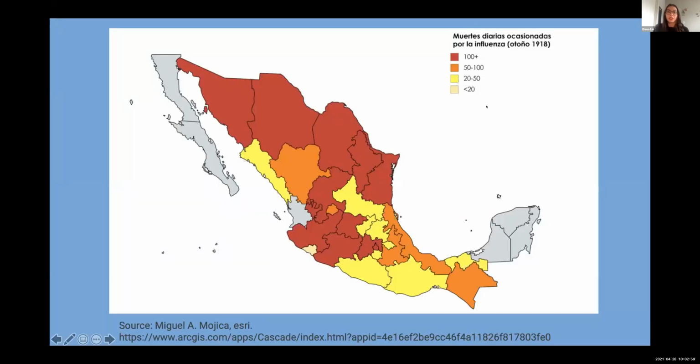Here I have a map that just shows some of the daily death figures. You can see that the outbreak moved from the northern border down into Mexico. Along the northern border, you have over 100 deaths a day in the fall of 1918.